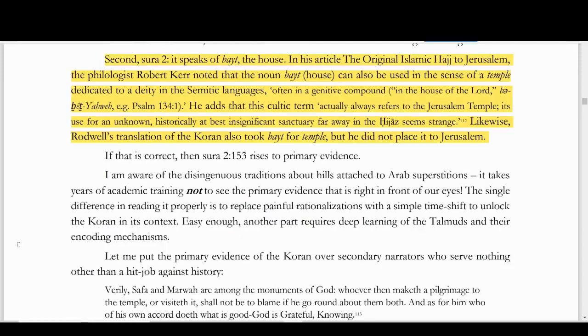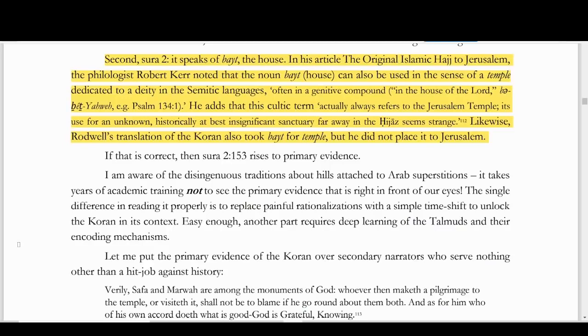He goes on to say, Surah 2 speaks of Beit, the house. In his article, The Original Islamic Hajj to Jerusalem, the philologist Robert Kerr noted that the noun Beit, or house, can also be used in the sense of a temple dedicated to a deity in the Semitic languages, often in a genitive compound, in the house of the Lord, Beit Yahweh, for example Psalm 134:1. He adds that this cultic term actually always refers to the Jerusalem temple.